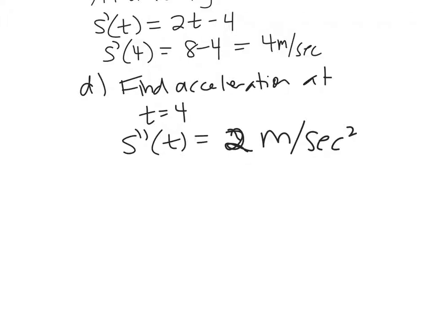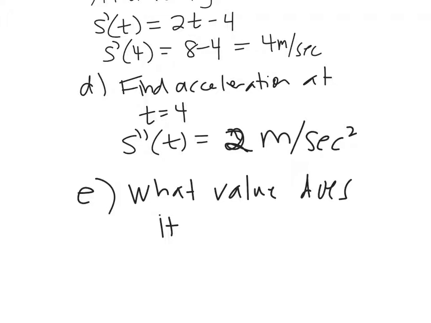Okay. Now, here's the next question. Letter E is going to be: at what value of t does the particle change direction? Change direction. This is good. You're going along a line, and then you go back and change direction. You walk back the other way. You're going forward, and then all of a sudden you go backwards. So when does it change?